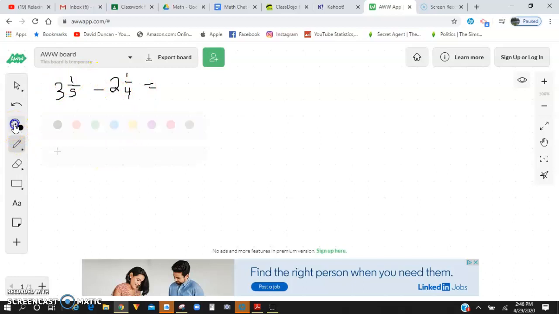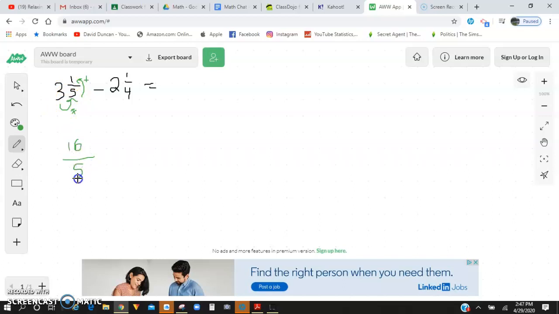So with that being said, I'm going to start by converting both of my mixed numbers to improper fractions. So I'm going to take my whole number, multiply it by my denominator, take that product, and add it to the numerator. So I'm going to have 3 times 5 is 15. 15 plus 1 is 16. So my new fraction is going to be 16 over 5.